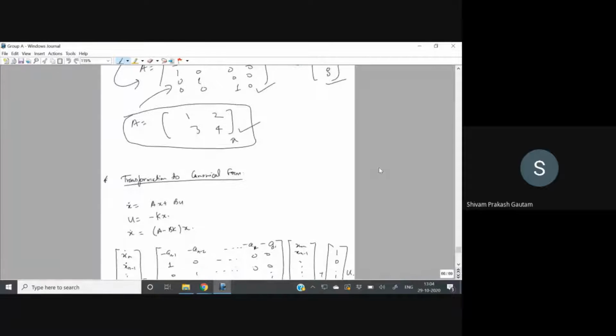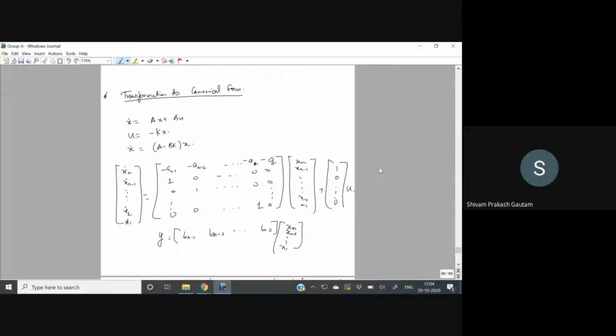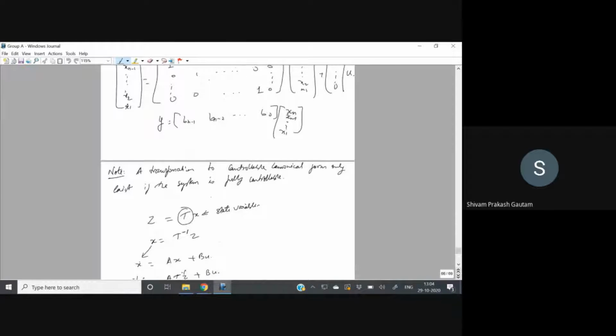Now, in yesterday's class, we discussed that there will be a condition when the given state space representation might not be in control canonical form, right? For that, we have to use a transformation. A transformation to control canonical form only exists if the system is fully controllable. So if a system is given to you which is not in control canonical form, but the A, B, C, and D matrices are known to you, then you can calculate its transfer function, and then you can obtain its control canonical form from that.